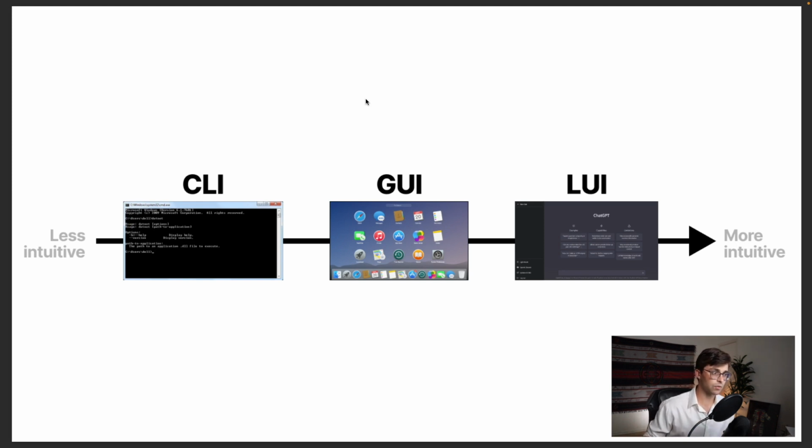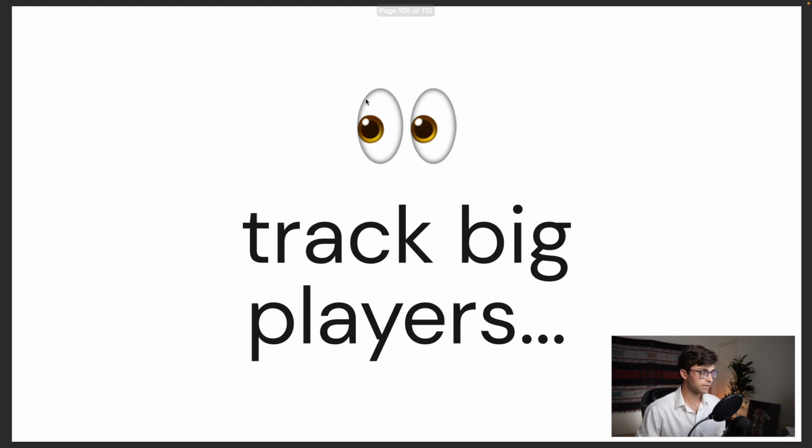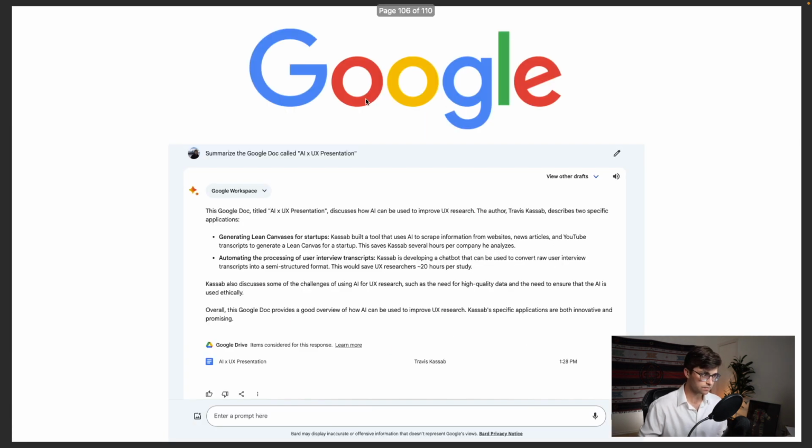I think, again, more and more, a more intuitive interface, and I know this is a subset of graphical user interface, is a linguistic user interface, because I think telling a computer what you want with natural language is more intuitive than understanding the symbols to click on a GUI. So what are my next steps in all this? I'm going to track the big players and what they're doing with linguistic user interfaces.